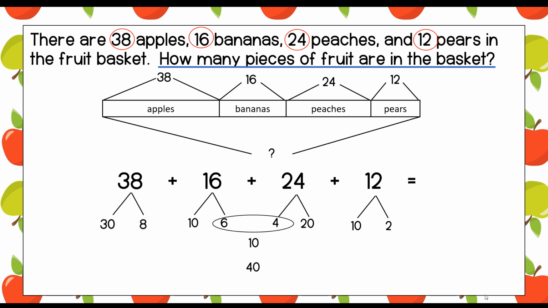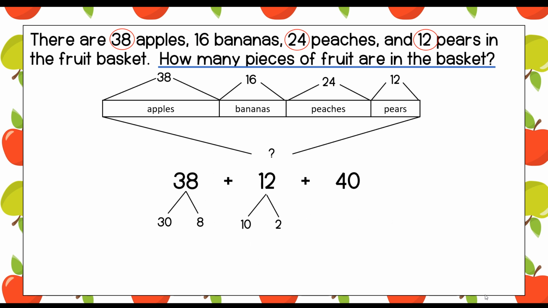Now I have to add the 30 and the 8, the 40, and the 10 and the 2. So here I have that problem. 30, 8, 10, 2, and 40. I don't need to break the 40 down because it's already just tens. Do you see another make a 10? I see it. It's the 8 and the 2. I'm going to switch those around so that I can easily group these together.